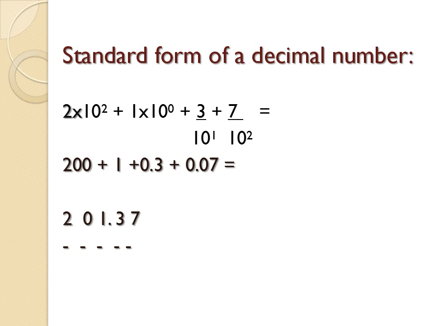Let's see if the exercise was the opposite. For example, if they give us the expanded form and we must put the standard form of a decimal number, what shall we do? Here we have 2 times 10 power 2 plus 1 times 10 power 0 plus 3 over 10 power 1 plus 7 over 10 power 2.